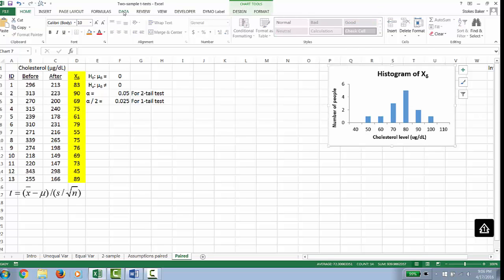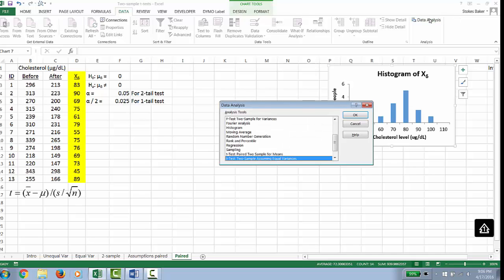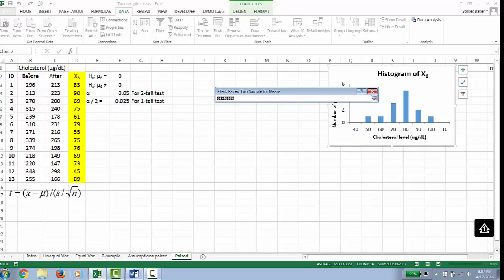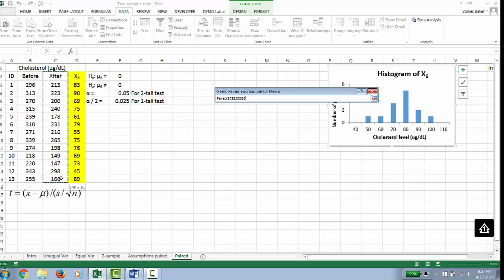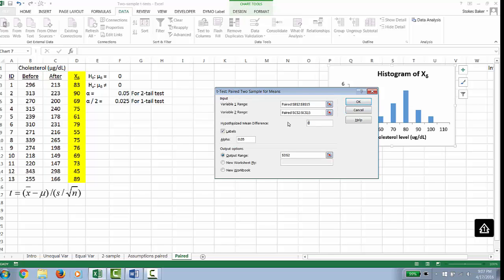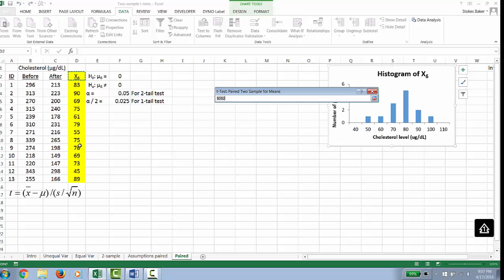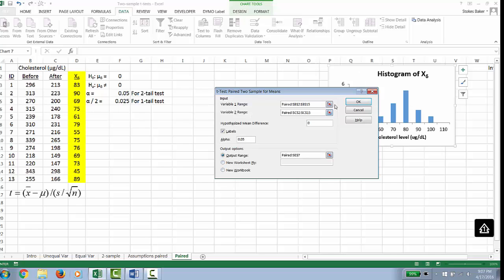It's the same process as before: data analysis. We get our various options of our different t-tests. We're going to go to t-test paired two sample means. That's our paired t-test. Okay. As for variable one, that's the before data. Variable two, that's our after data. Hypothesized mean difference is going to be zero. Make sure I have labels clicked. The default for alpha is 5%, which is what I want. I can tell Excel where to start printing its analysis. We'll do it right under the null hypothesis.